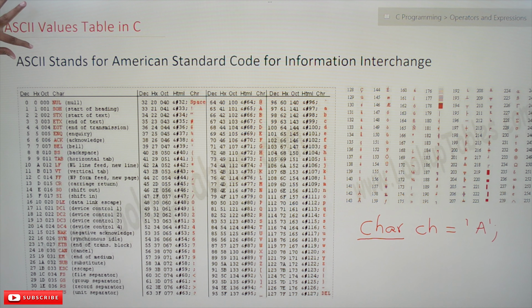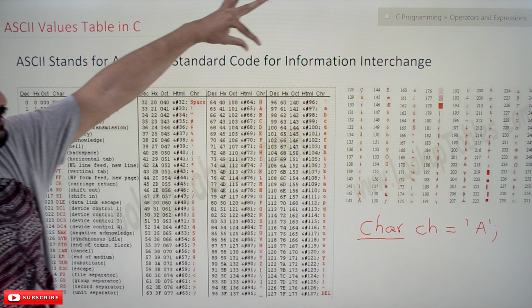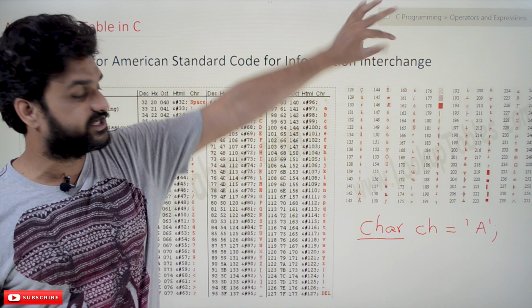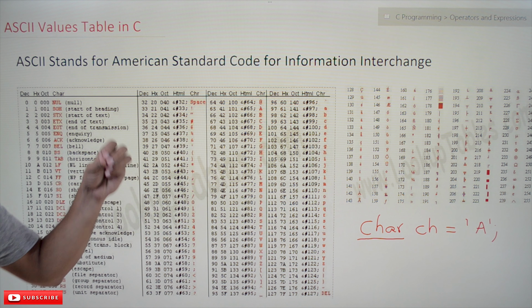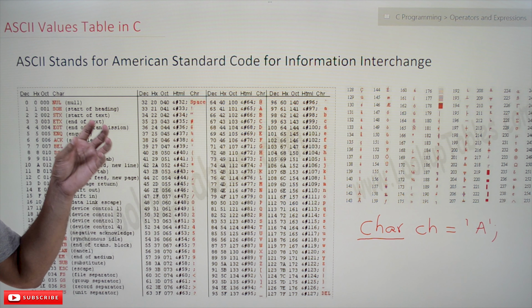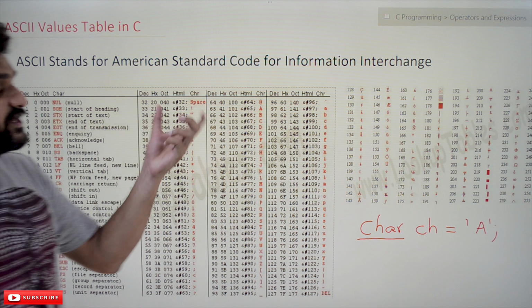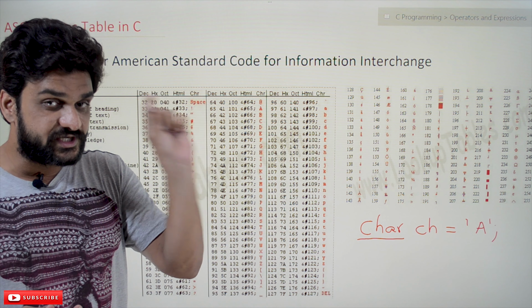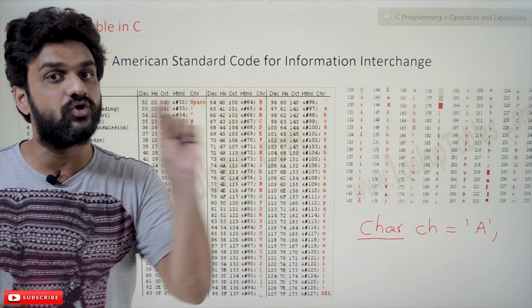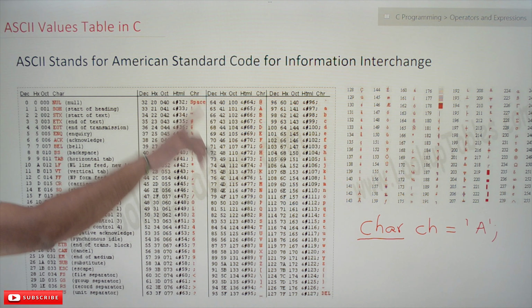ASCII stands for American Standard Code for Information Interchange. Every character on the keyboard and some special characters is identified uniquely by using a code word. That code word is what we call the ASCII code. This is the character table.